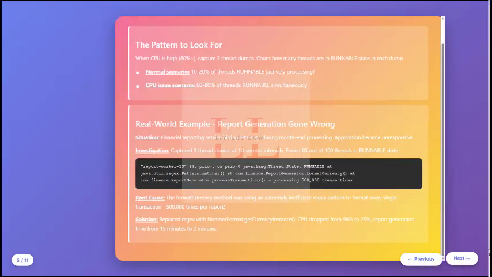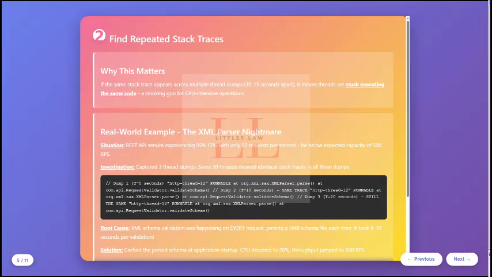And moving on to the next one, my favorite method: repeated stack traces, finding repeated stack traces across the dumps. Here is why this technique is so powerful. If you see the same exact stack trace appearing across multiple thread dumps that are 10 to 15 seconds apart, it means those threads are stuck executing the same code again and again. So it's a smoking gun for CPU intensive operations.